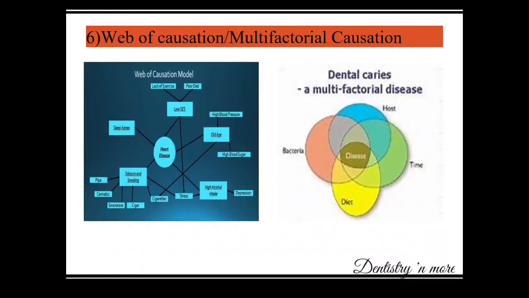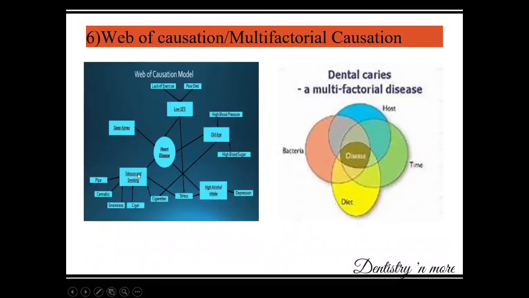Next question. It is not very frequently asked, but sometimes it is asked: web of causation and multifactorial causation. So it is all explaining the lifestyle diseases or chronic diseases, like the web of causation model. Heart disease: sleep apnea can cause it, low socioeconomic status can be a risk factor, lack of exercise and poor diet can be risk factors, and high blood pressure associated with old age, whereas high blood sugar associated with old age can also lead to heart disease.